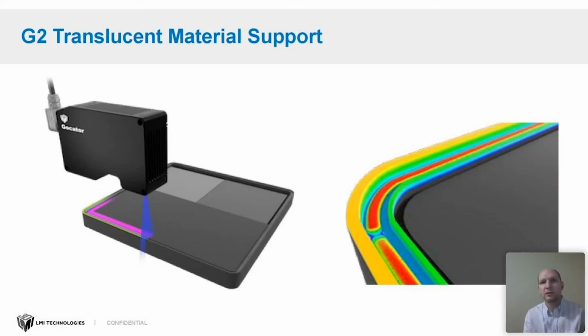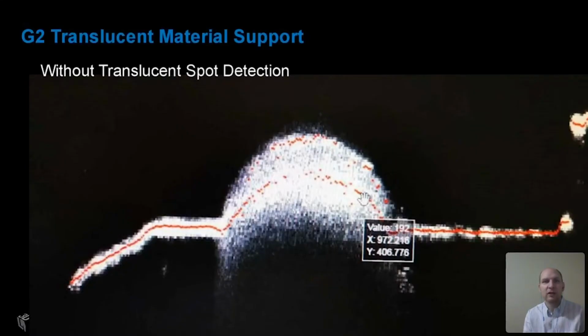So glue is one example. You may have an application like this where you're inspecting a glue bead around the edge of a part, and you're looking for breaks like this in the glue surface. But if you try to scan this with our old spot detection technology, you may end up with results like this, where the red points are the surface height that is being detected on the scan data.